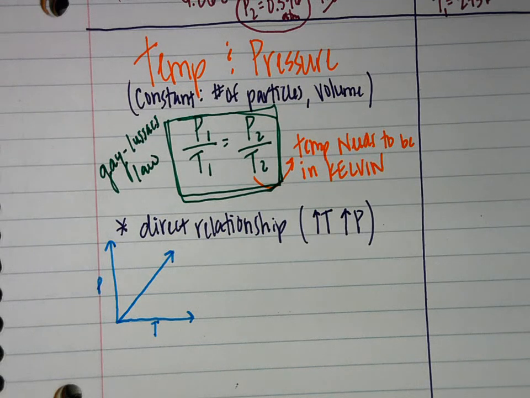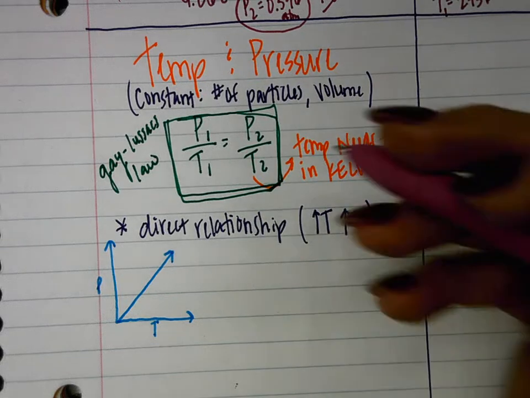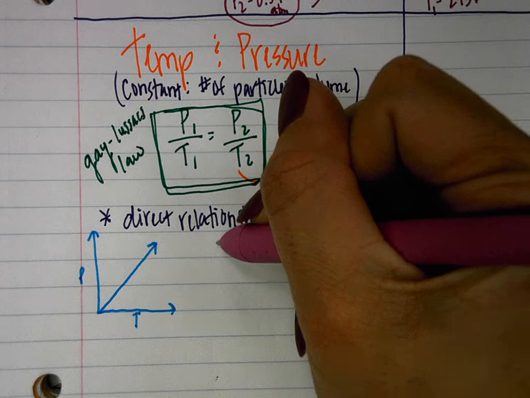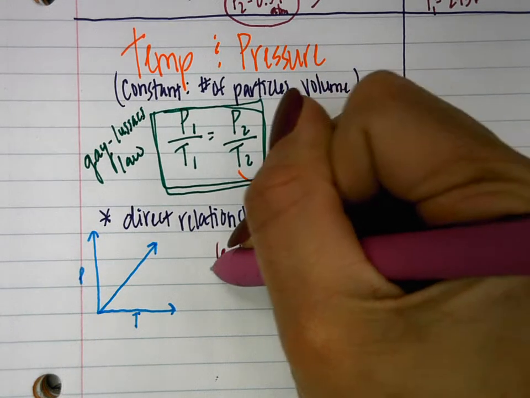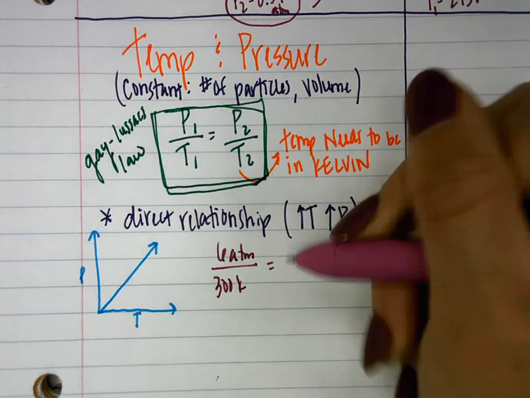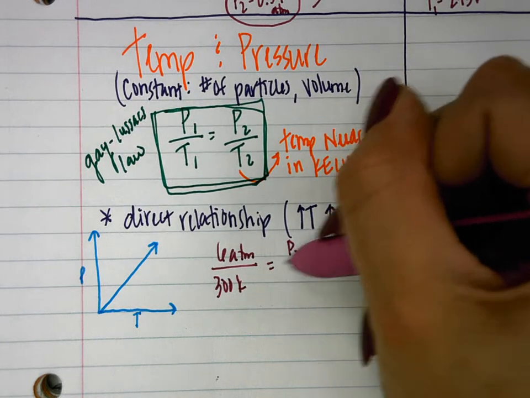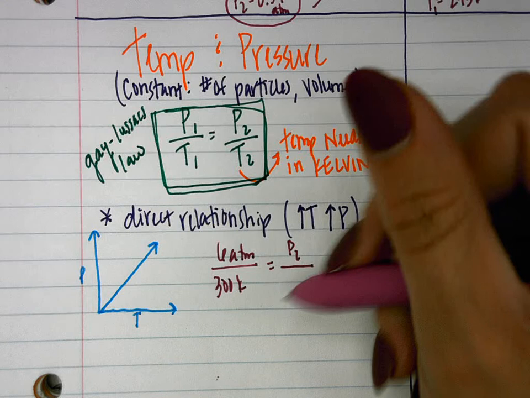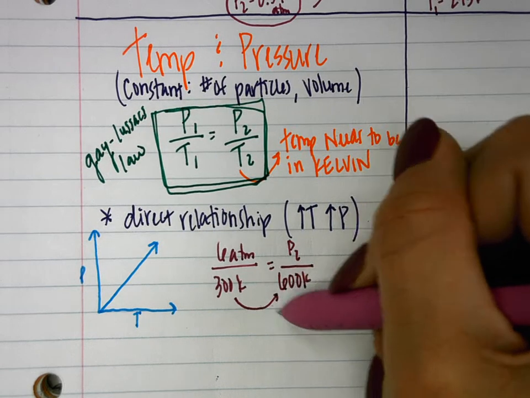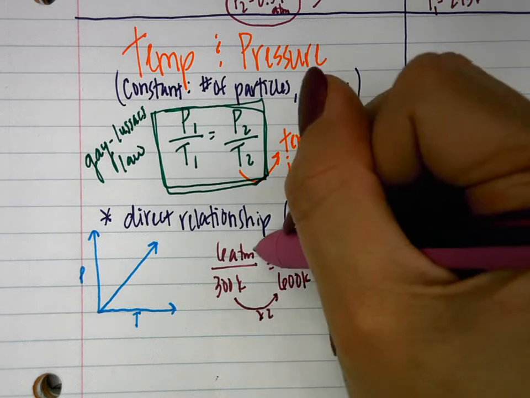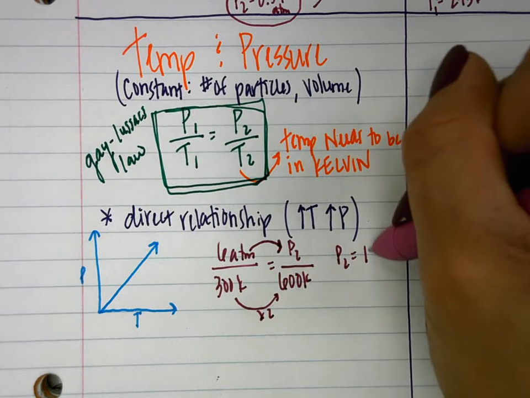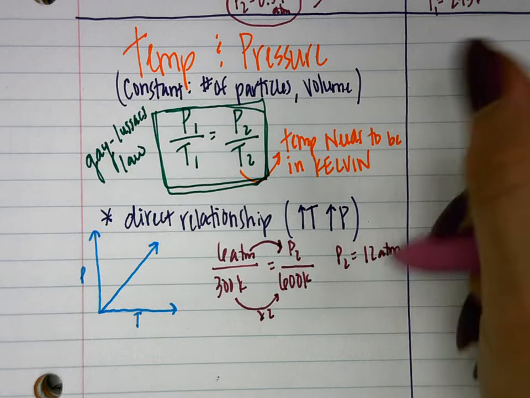And again, we can look at this, and if you're given something easy like 6 ATMs over 300 Kelvin, and we want to know what P2 is, and you can do this also on the bottom, P2, and our temperature doubles, direct relationship, so then that means our pressure would have to double, so P2 would be 12 ATMs, direct relationship.